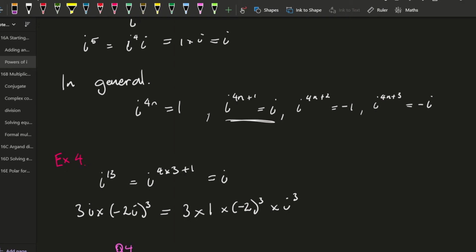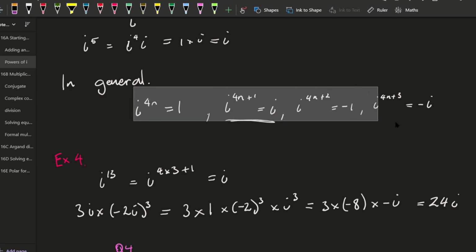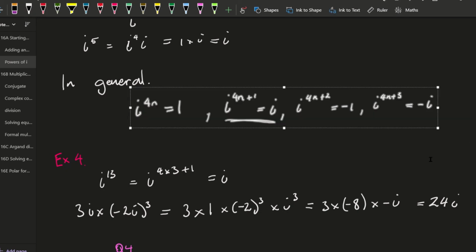And, well, 1's not interesting. So 3 times minus 8, which is 2 to the 3, times i to the 3 is minus i. And we've got a minus times a minus, so we've got positive times a positive. So 3 times 8 is 24i. Okay, so even when it gets a little bit complicated like that second one, we still need to go back to these rules about powers of i.